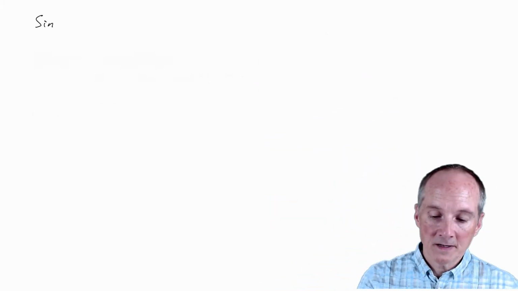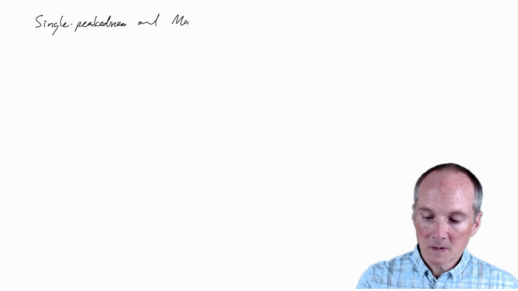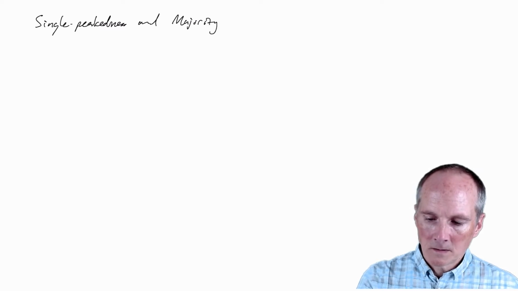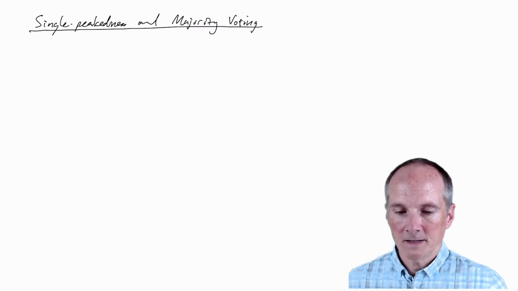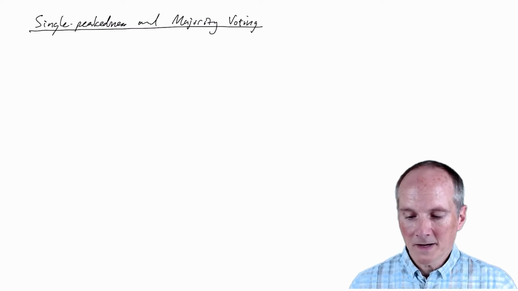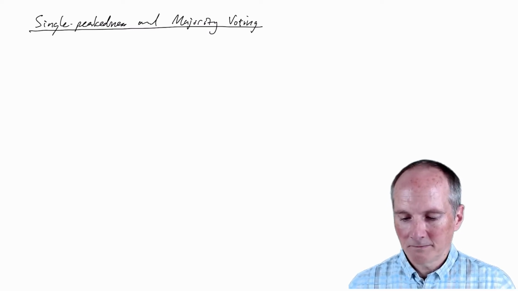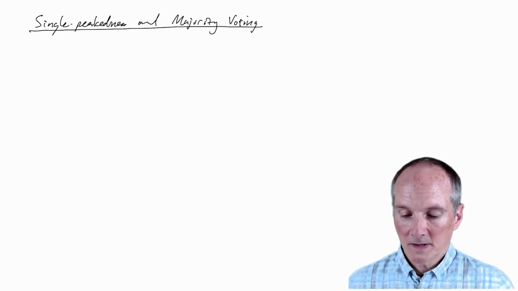So last time I was going to talk about single-peakedness and majority voting. And the main thing was going to be to generalize the idea of Euclidean preferences. Well, I got carried away and didn't even get to that at all. So I'm going to pick up where I left off last time, right?